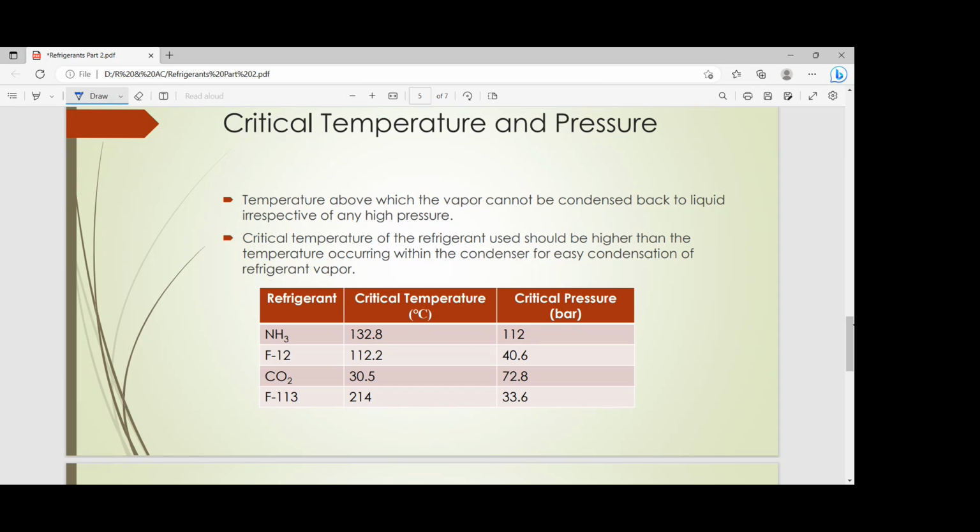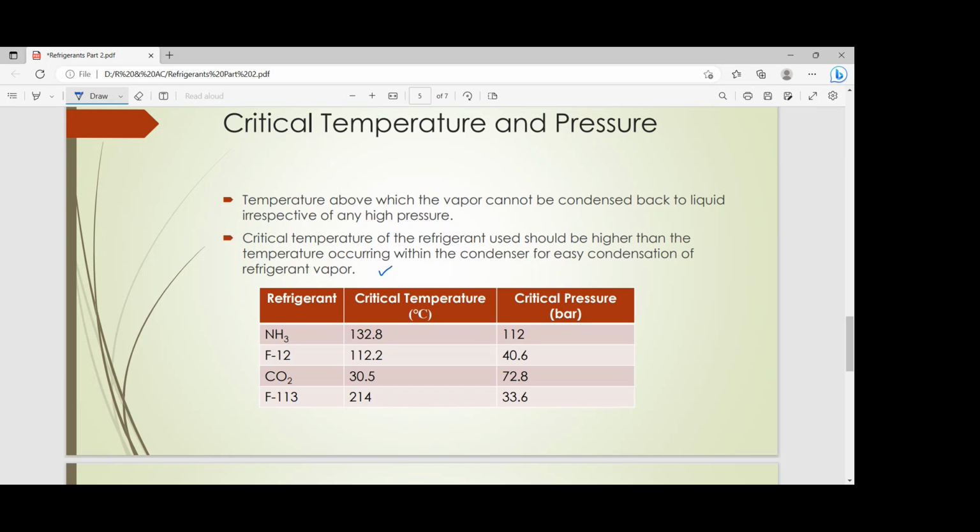Okay, so the critical temperature of the refrigerant should be higher than the temperature occurring within the condenser for easy condensation of refrigerant vapor. Because in the condenser, the refrigerant vapor is supposed to get converted back into refrigerant liquid. So the critical temperature of the refrigerant should be much higher.